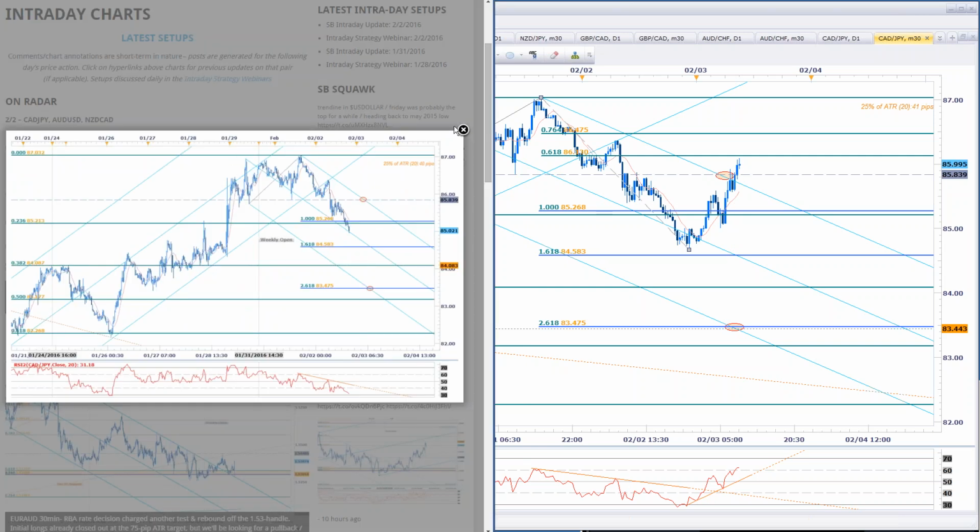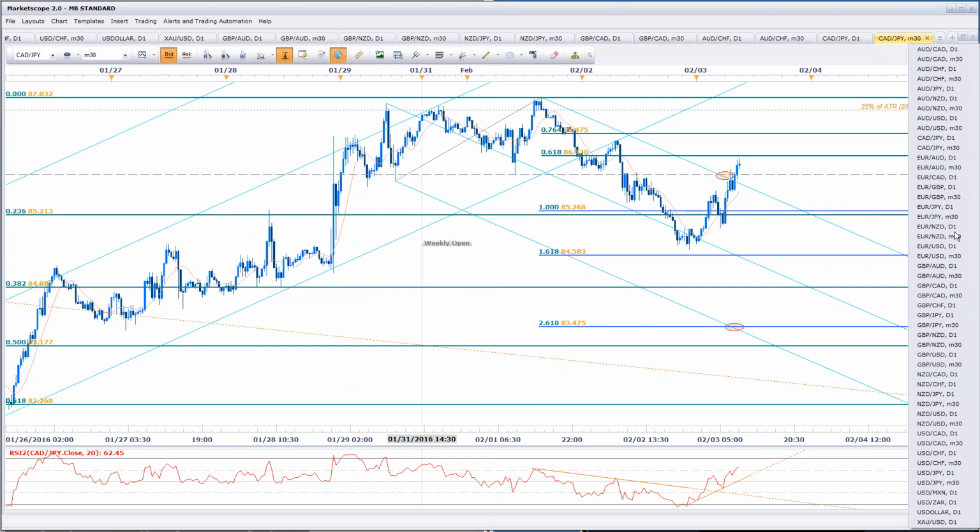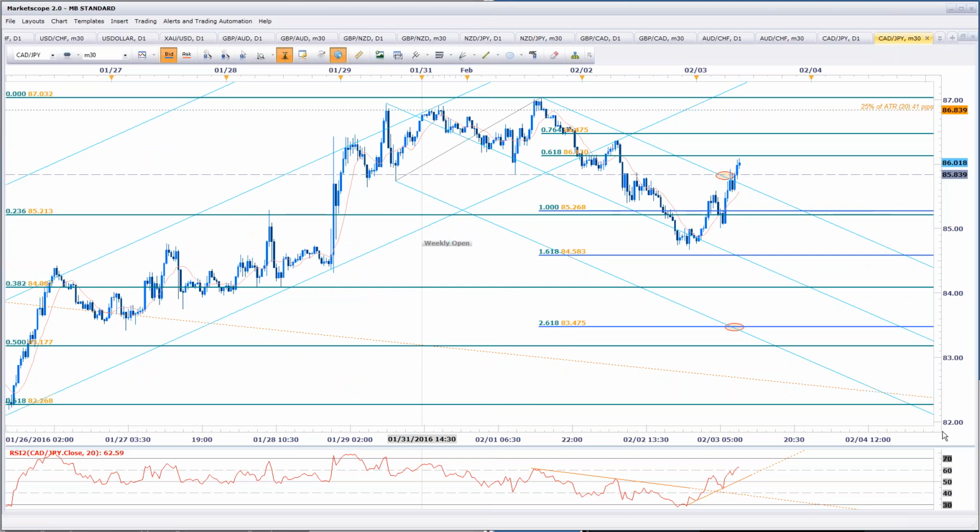Next on tap from last night, that's CAD yen. Graham, do you have any questions on CAD yen before I move off? So dollar CAD, which is something that we talked about here in the webinar yesterday, is starting to look a little bit more interesting for me. Here's what the daily chart looks like first.